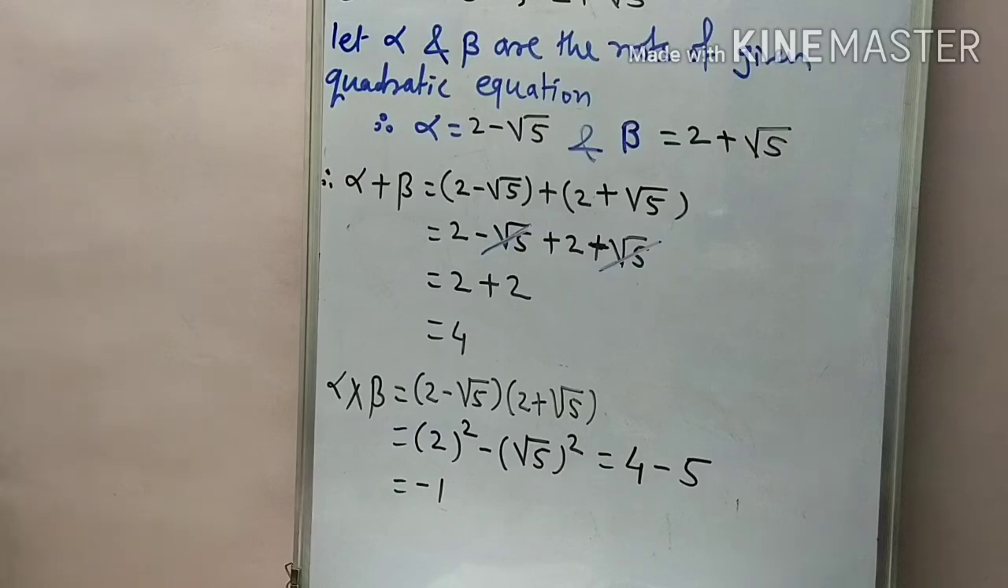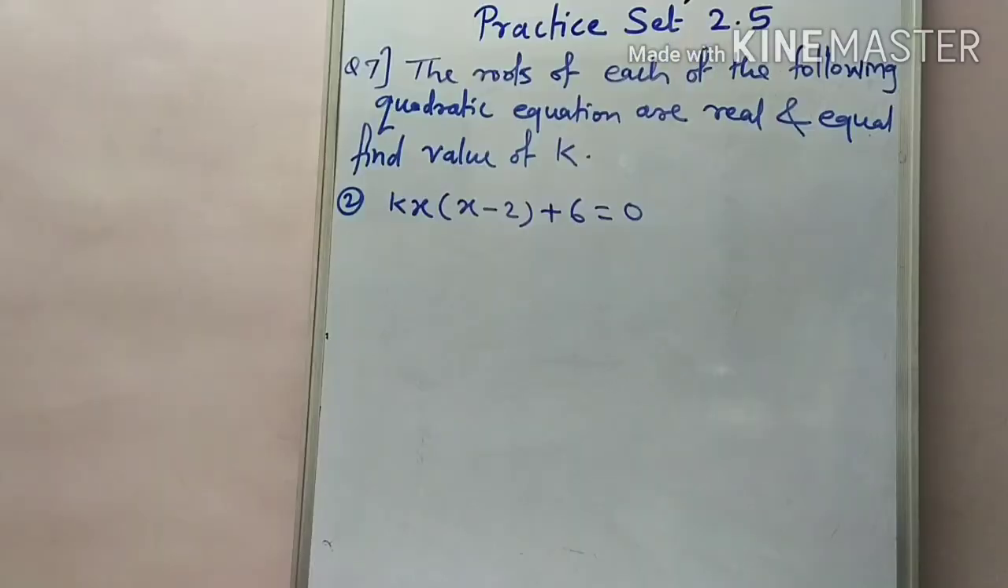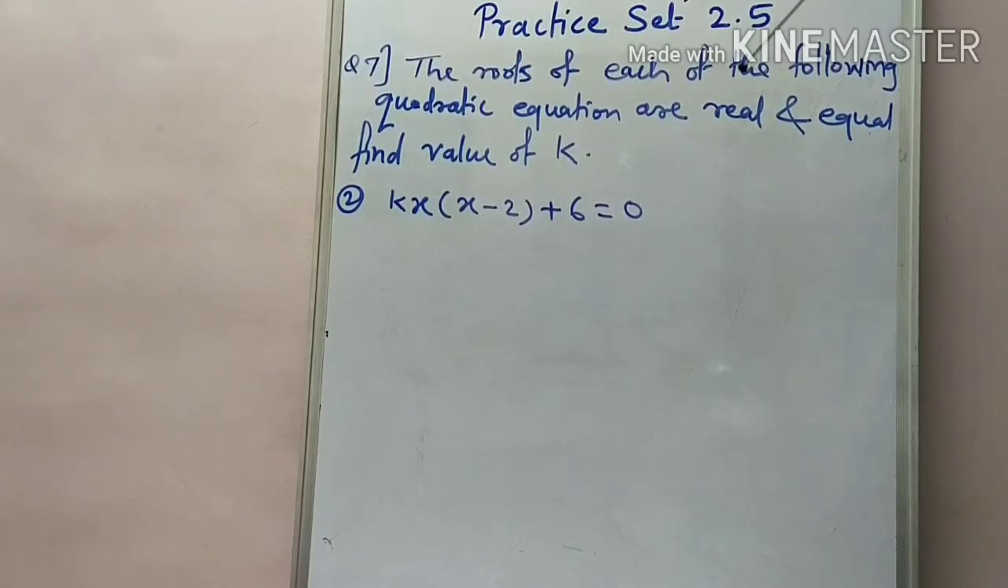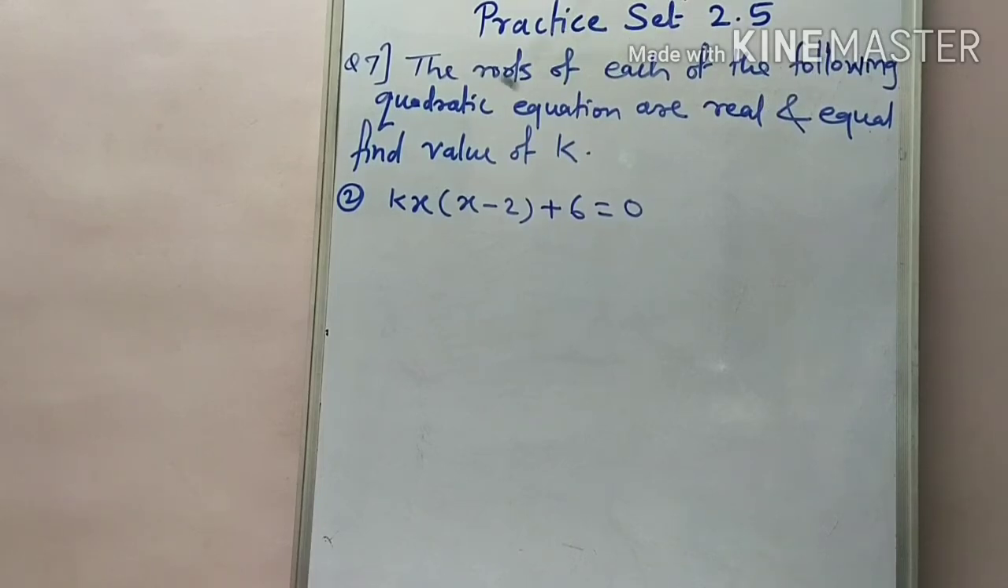Okay students, so do it as your homework. Okay, and the fifth and sixth examples are also omitted from the syllabus for this year, so we skip the fifth and sixth, and now we try to solve the seventh example. Seventh question is, the roots of each of the following quadratic equations are real and equal. Find the value of k.